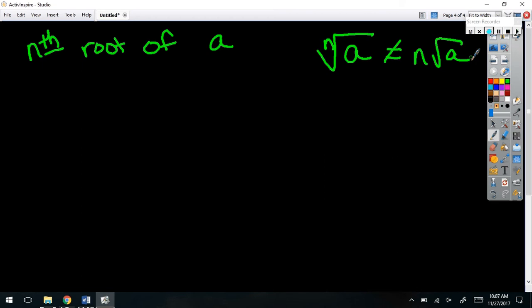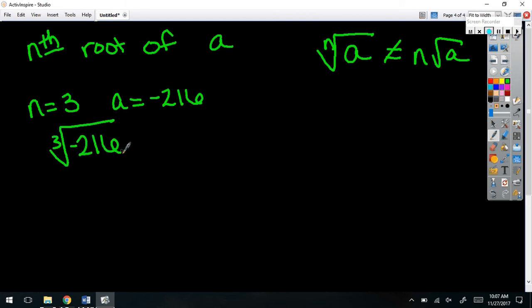So it'll say if N is 3 and A is negative 216, and since we've done a lot of work with cubes, it's negative 6. Negative 6 times negative 6 is 36, times negative 6 is 216. We keep the sign because it's a negative number. That's absolutely right. Because it's an odd root, I keep the sign, so that's negative.